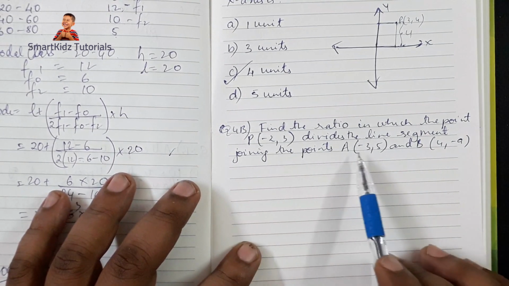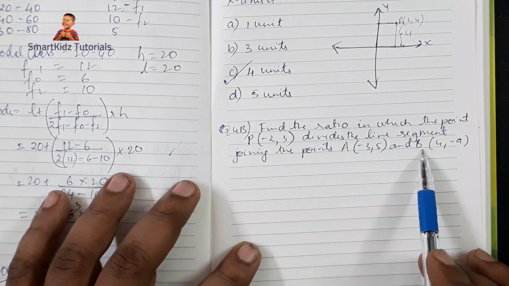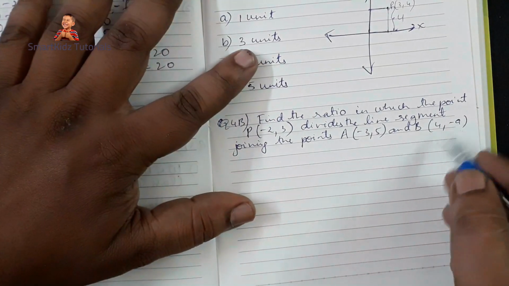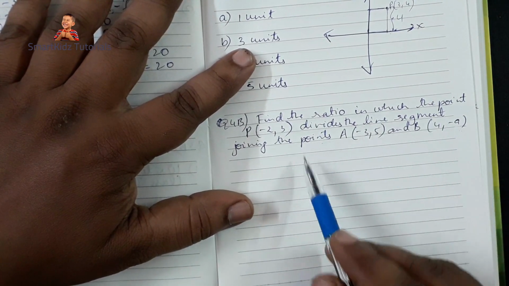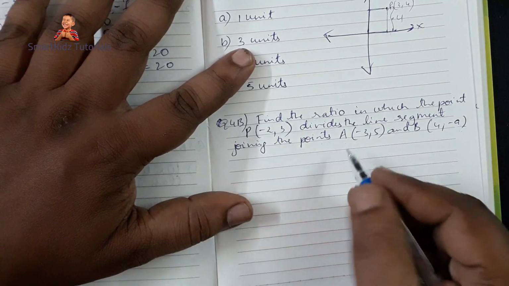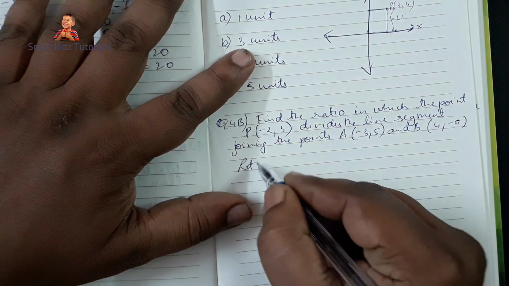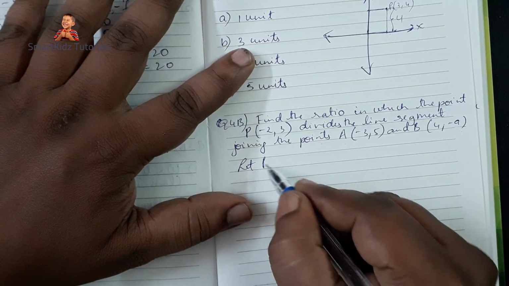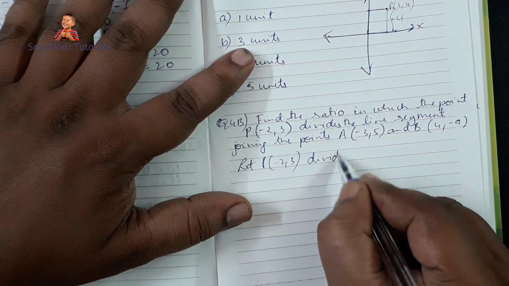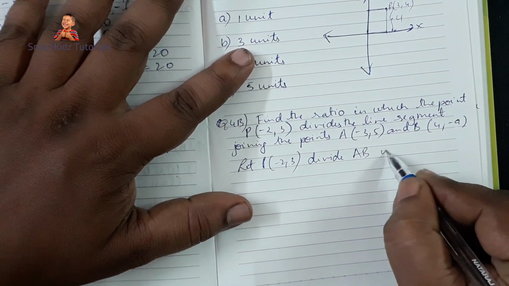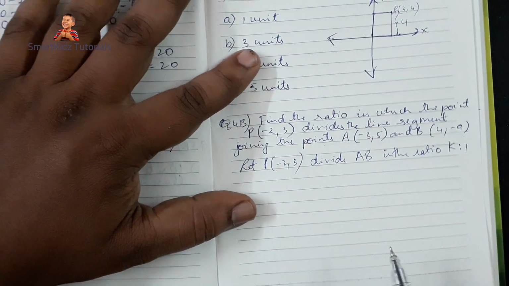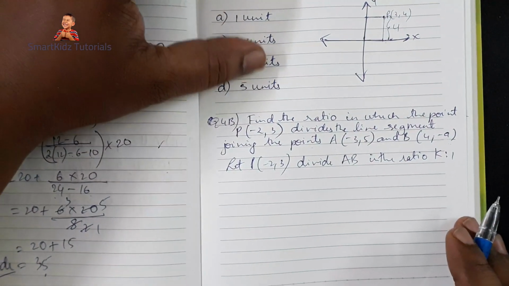Question 4b, find the ratio in which the point P(-2, 3) divides the line segment joining the points A(-3, 5) and B(4, -9). Okay, so there is a point P which is dividing this. We need to find the ratio in which that is happening. So let P(-2, 3) divide AB in the ratio k is to 1. Okay, that's what we are assuming.